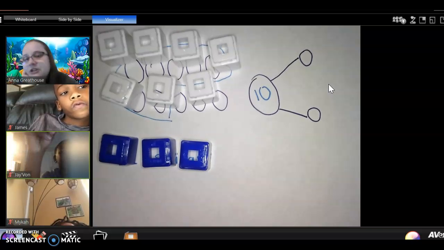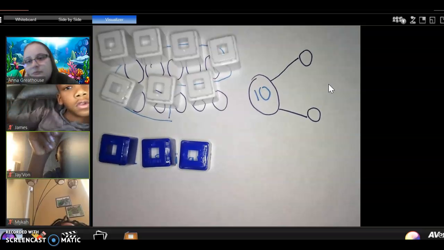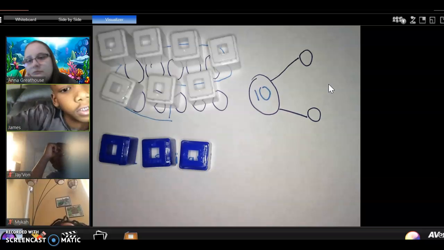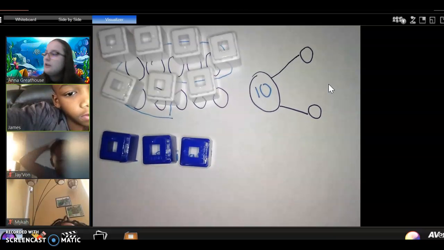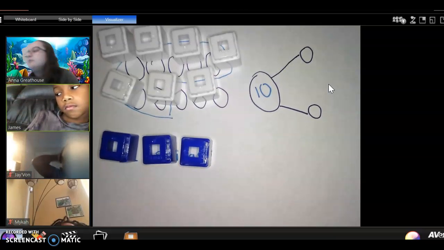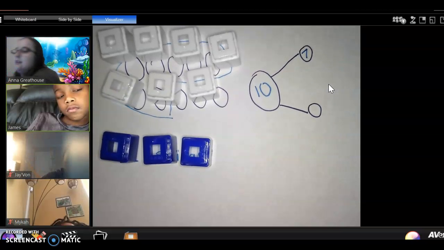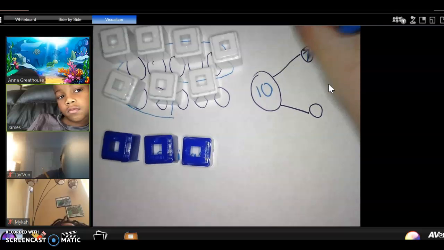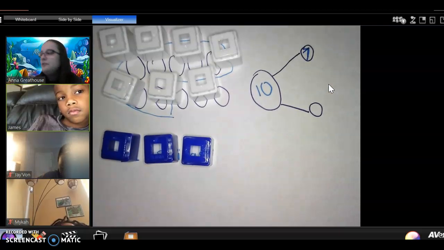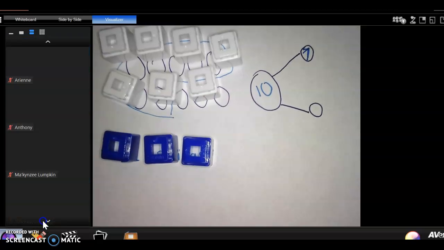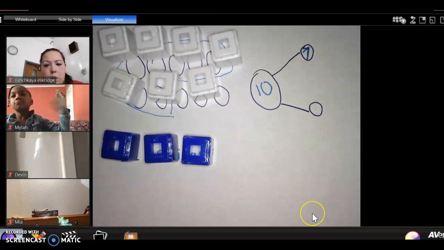So, Mr. James, can you tell us one part of our 10? It's 7. 7, very good. So James told us one of our parts is 7, and that is correct. So that is the 7 swings that students are using. Awesome job, James. So Miss Mia, can you tell us our other part?